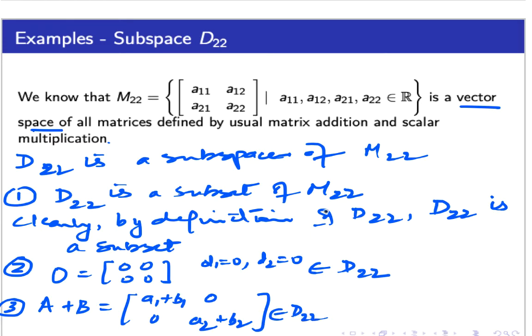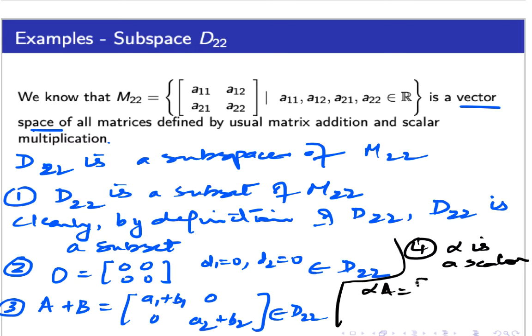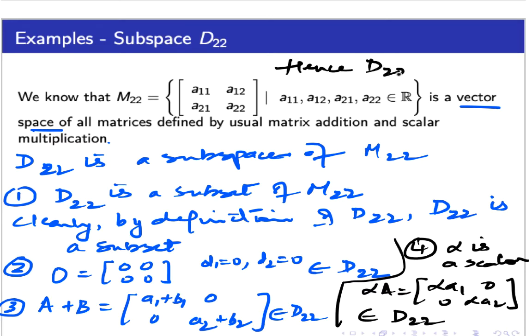Okay, the fourth part. If alpha is a scalar, and the way we have defined it, alpha times A is what? Alpha a1, 0, 0, alpha a2. That is basically the way the definition is given. It automatically gives closure under scalar multiplication. So all four properties are satisfied, and hence D22 is a subspace. Okay, so that's an example.